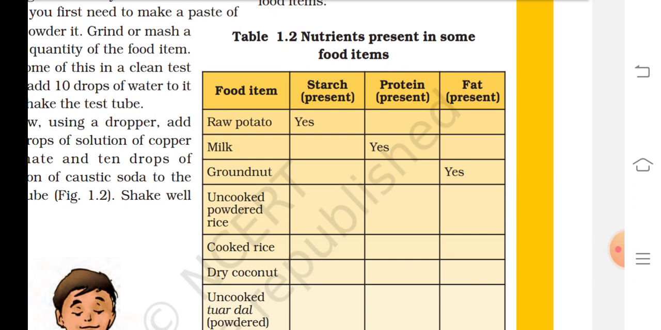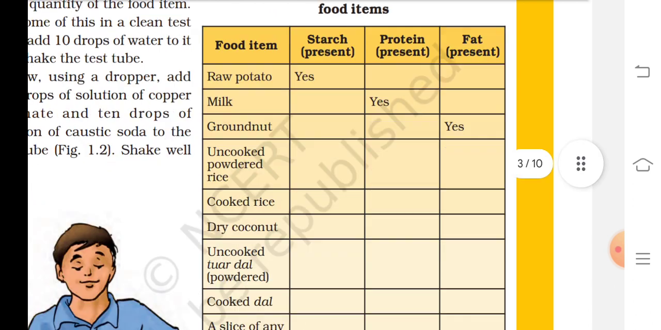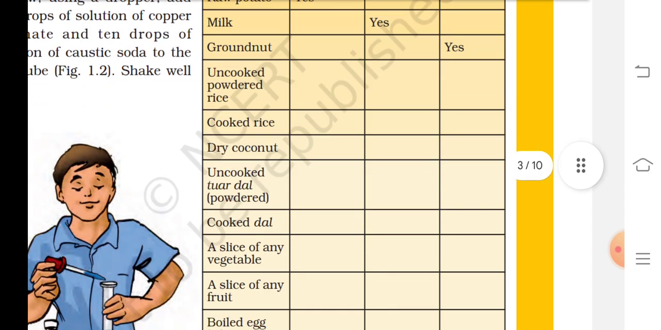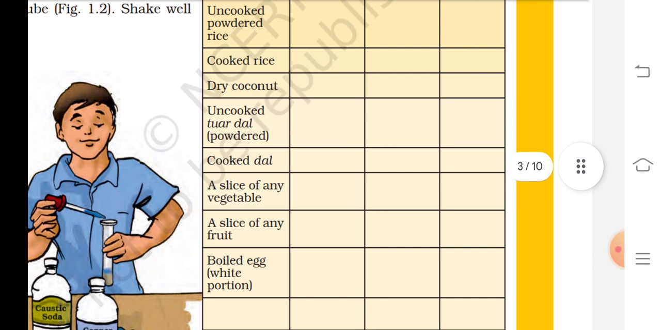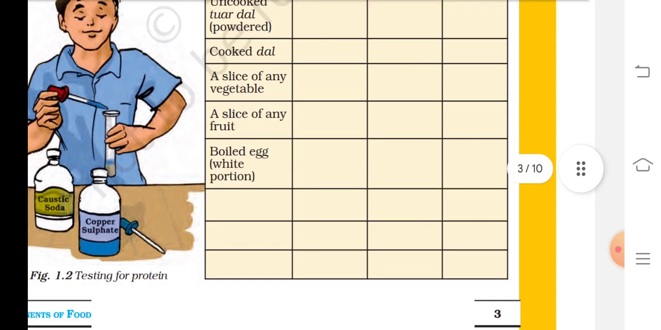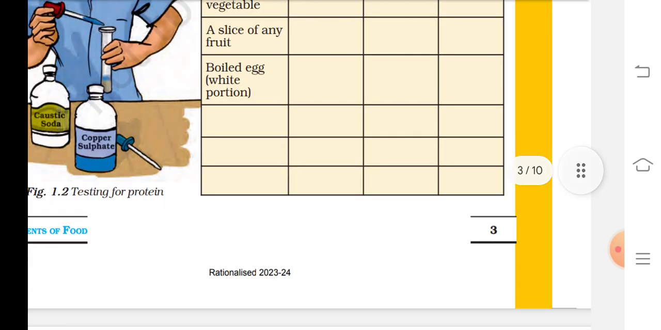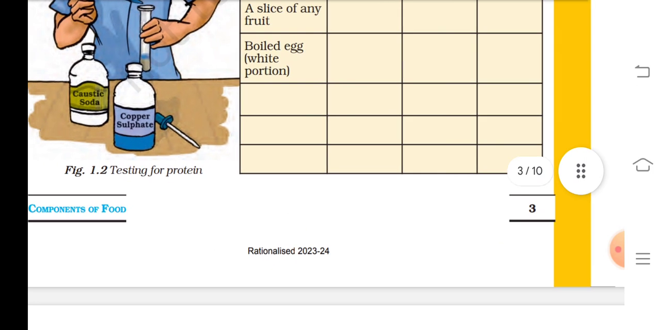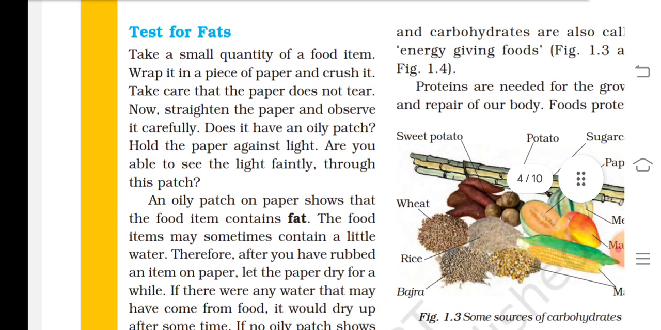Nutrients present in the food items. Food item: starch, protein, fat. Raw potato, milk, groundnut, uncooked powdered rice, cooked rice, dry coconut, uncooked tuar dal powder, cooked dal, a slice of any vegetable, a slice of any fruit, boiled egg, white portion.